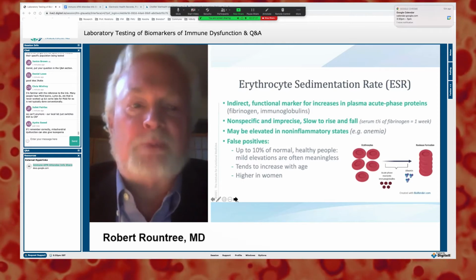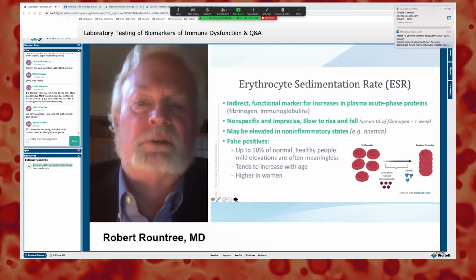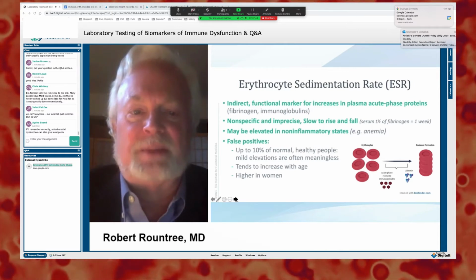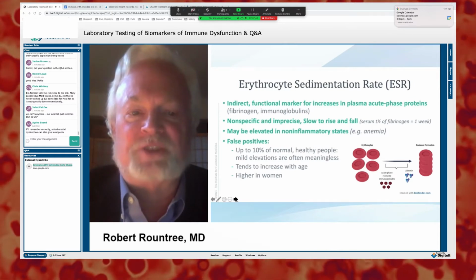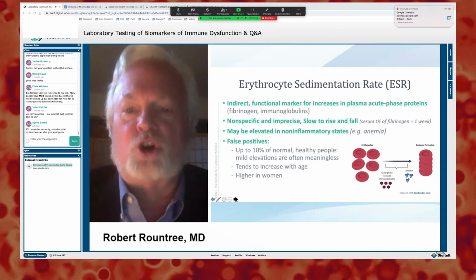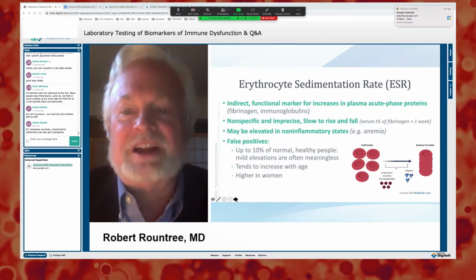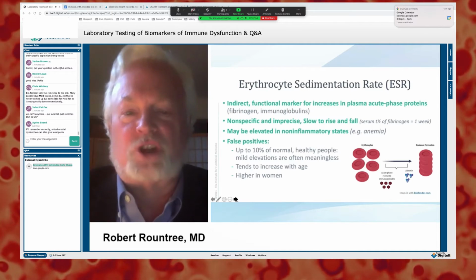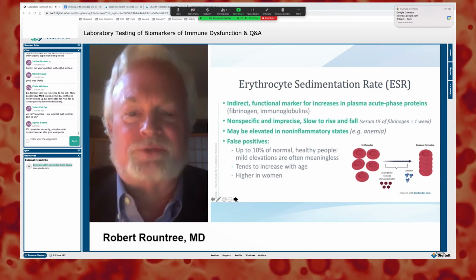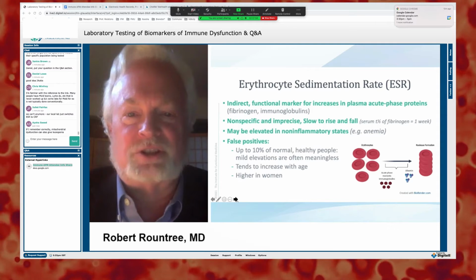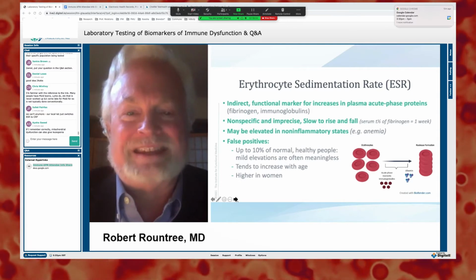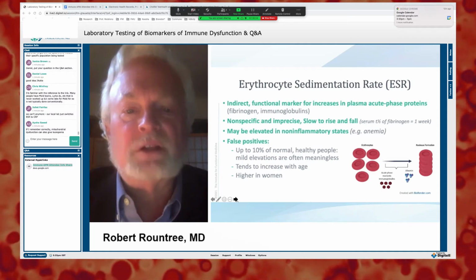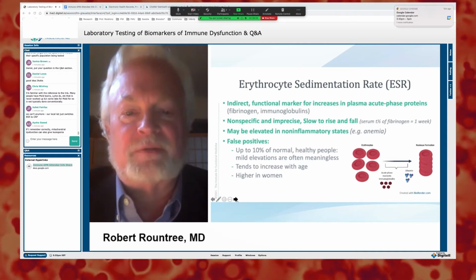Now, there are problems with the sed rate, I'll admit. Sometimes you can see it go up in non-inflammatory states like anemia. It's non-specific and it's imprecise. It's very slow to rise and fall. Why is that? I showed you that diagram earlier. Fibrinogen doesn't really start going up for a week or 2 or 3 after an inflammatory stimulus. So it's not a quick indicator of something that's going on, but it's still helpful in somebody for whom you're suspecting an inflammatory disorder.